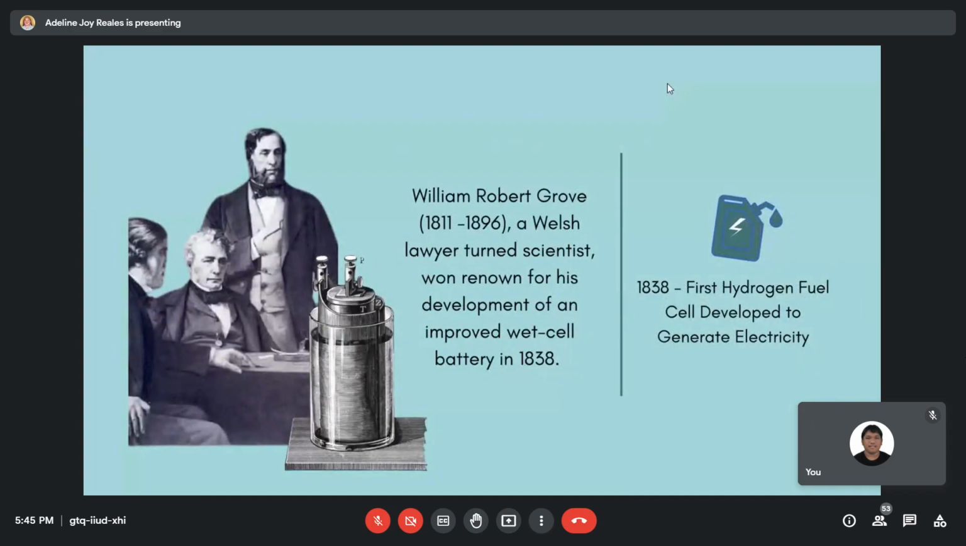William Robert Grove, a Welsh lawyer turned scientist, was renowned for his development of an improved wet cell battery in 1838. The Grove cell, as it came to be called, used a platinum electrode immersed in nitric acid and a zinc electrode in zinc sulfate to generate about 12 amperes of current at about 1.8 volts. Grove realized that by combining several sets of these electrodes in a series circuit, he might effect the decomposition of water by means of its composition. He soon accomplished this feat with a device he named a gas battery, which is the first fuel cell.